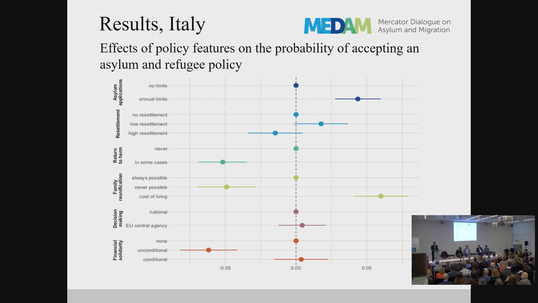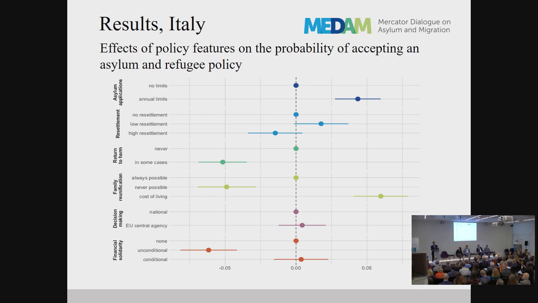Italy is the only country in our sample where having an EU agency assess and decide asylum applications does not have an adverse impact on the acceptability of the overall policy package. We can discuss why that might be, but in Italy, it seems that Italians are much more positive about the role of the EU in the processing and decision-making on asylum.